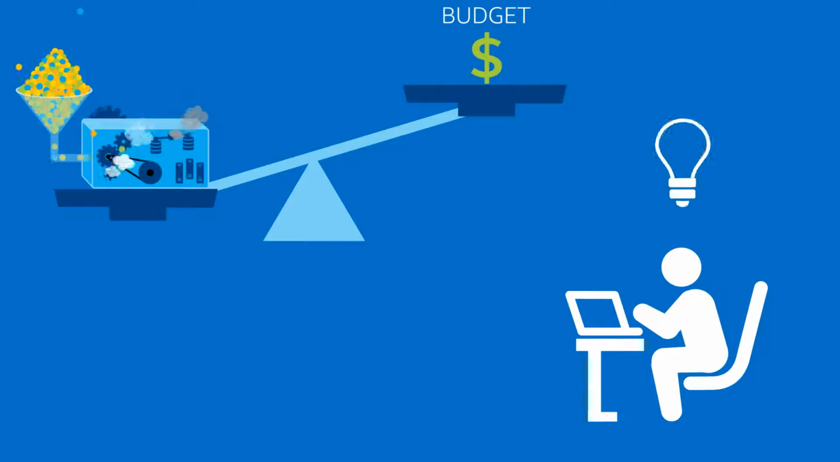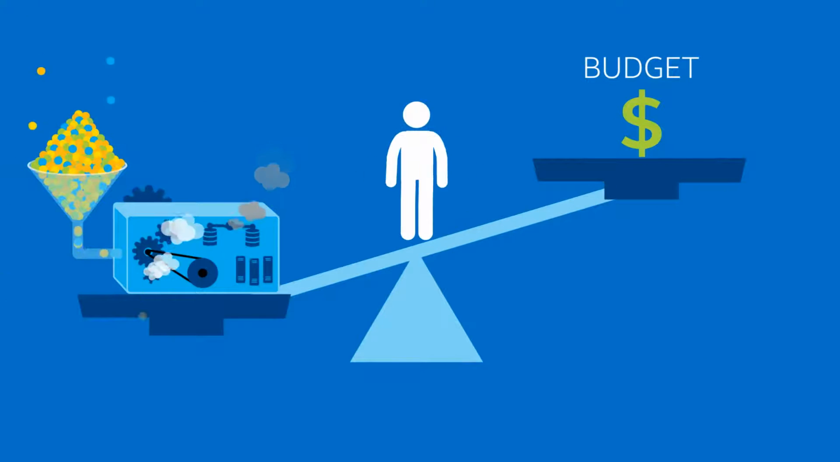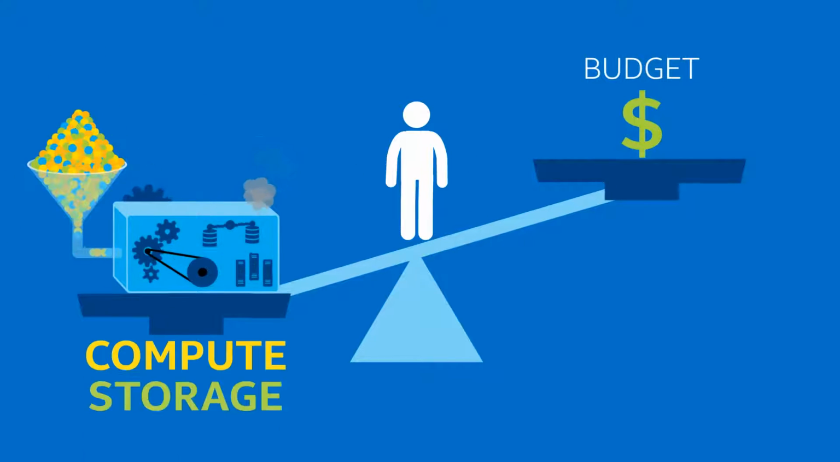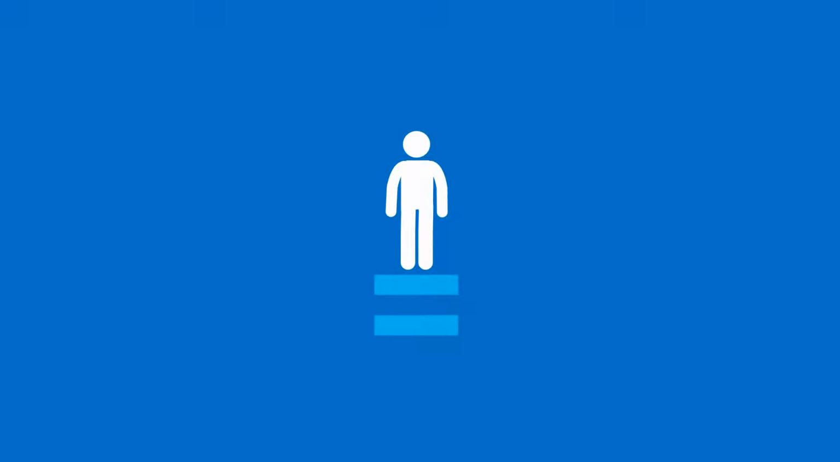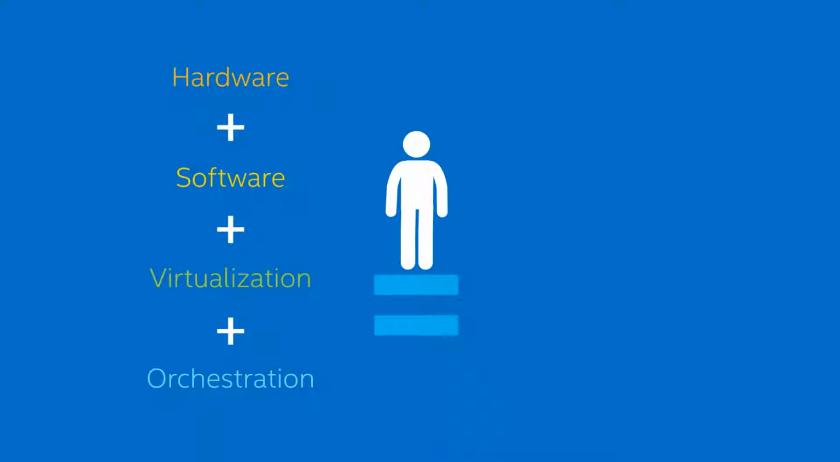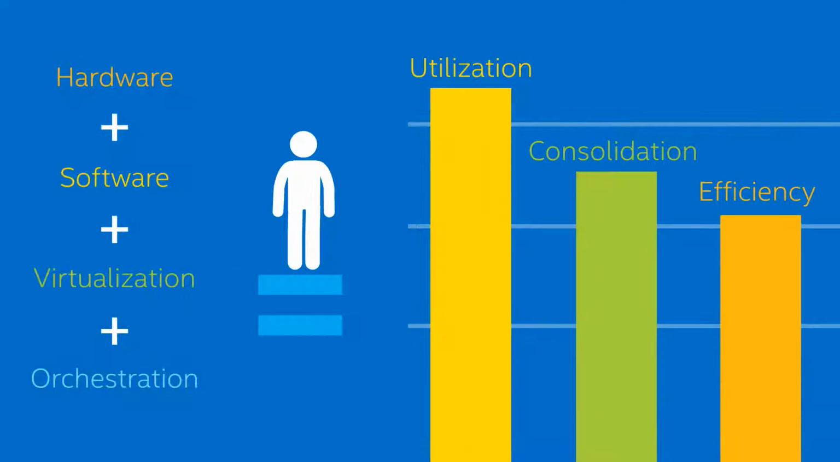Fortunately, there is a way to meet the challenges. Optimize your data center to get more out of every resource, compute, storage, and network, dramatically increasing efficiency without requiring more space or breaking your budget. How? By combining the latest hardware, software, virtualization, and orchestration capabilities into pools of resources to reach levels of utilization, consolidation, and efficiency your current infrastructure can't approach.